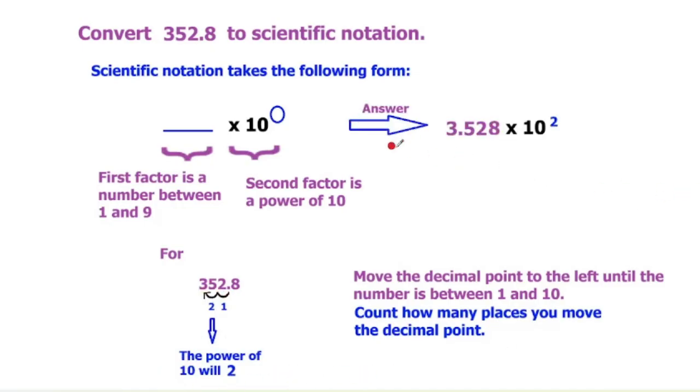So the answer is 3.528 times 10 to the 2. So if we were to change this back to the original form, we would just move this over twice, 1, 2, and we're left with 352.8. And that's it. That's the whole lesson.